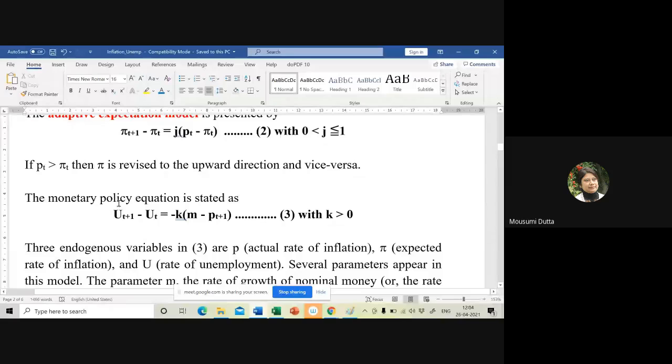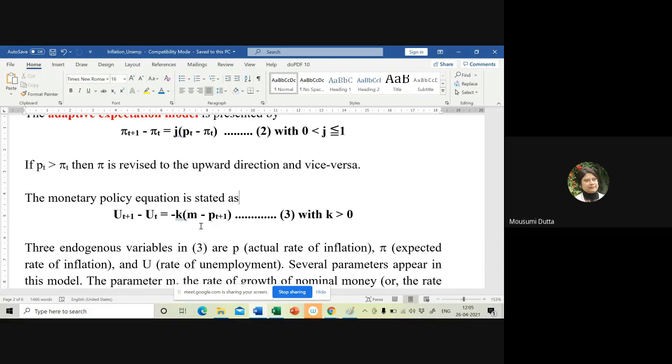Okay. Growth of unemployment in the next period minus growth of unemployment in this period is a function of, first we understand the functional form, a function of the money supply which the economy will have in its hand minus the inflation rate which the economy will face in the next period.